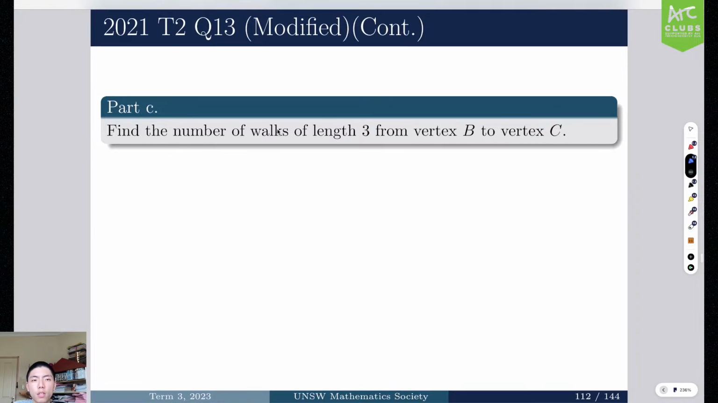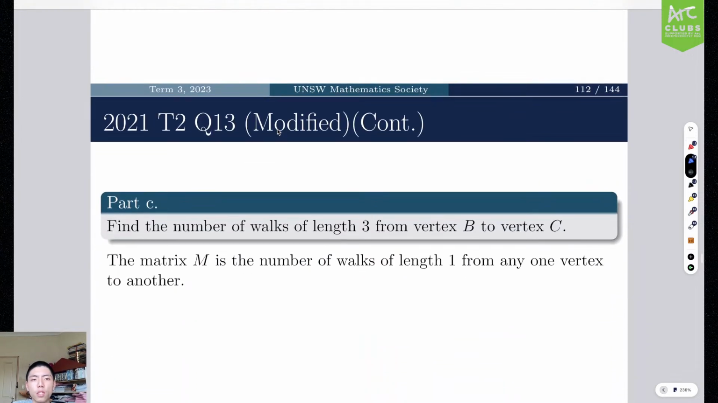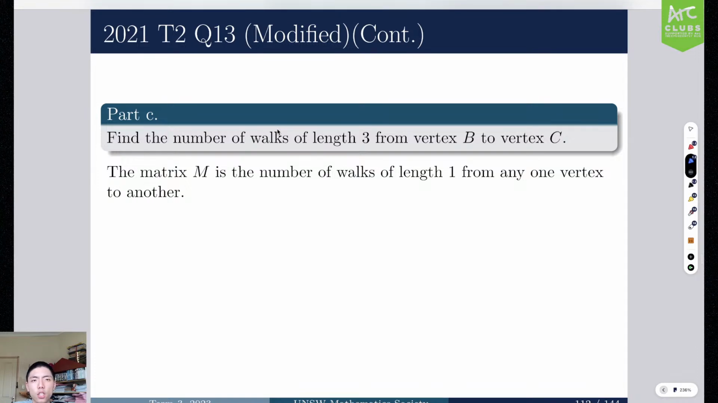Okay, part C asks us to find the number of walks of length 3 from vertex B to vertex C. So how we do this is we know that walks are essentially just a collection of vertex, edge, vertex, edge, vertex, and so on. It's just a sequence of vertices and edges that go from one vertex to another. You can repeat vertices, you can repeat edges, so it's the most loose definition, right? And if it's got a length of 3, then you must be able to go from B to C after 3 lengths of walking, right?